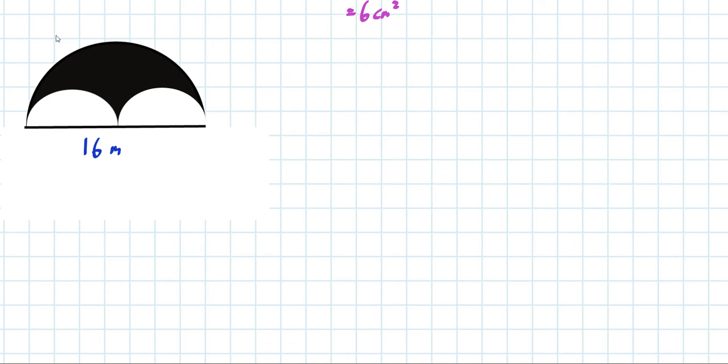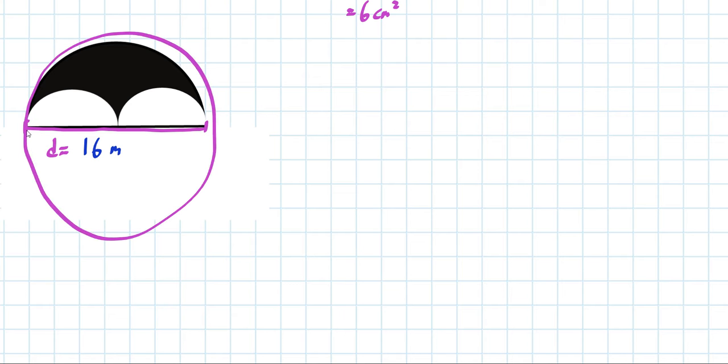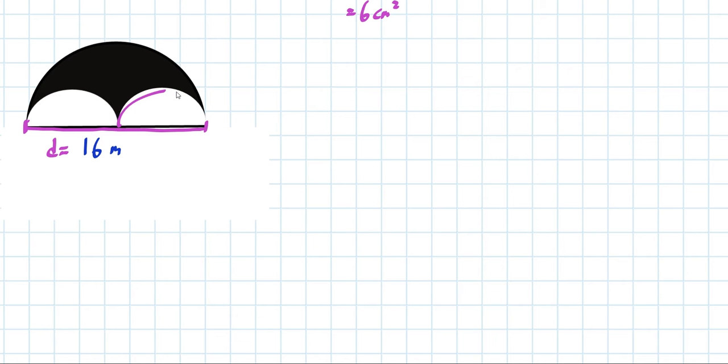We have a semicircle with 2 semicircles cut out of it. And we only get one measurement, which seems like a bit of a puzzle. The only measurement they give us here is 16 meters from there to there. That is the diameter of the big circle. So there's like a big circle here that's been cut in half. And after that, two smaller circles have been cut out.